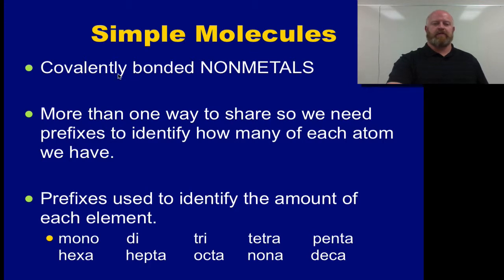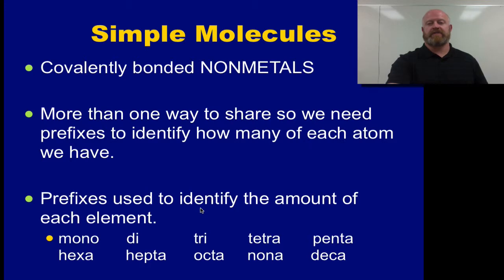Our simple molecules, if we recall, are covalently bonded nonmetals. So you should find everything here is nonmetals. And because we are covalently bonded, that means that we're sharing electrons. So when we share electrons, we can do so in more than one ratio. We can have a 1-to-1 ratio, a 1-to-2, a 2-to-2. There's lots of different ratios in which we can share our different elements. So because we have more than one possible ratio, we need to use prefixes to identify how many of each substance we have in our compound.